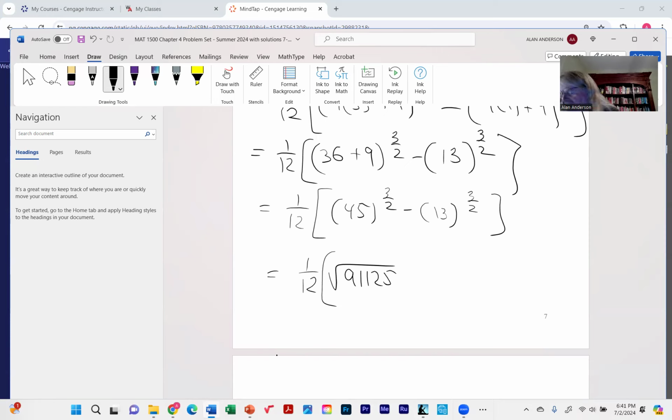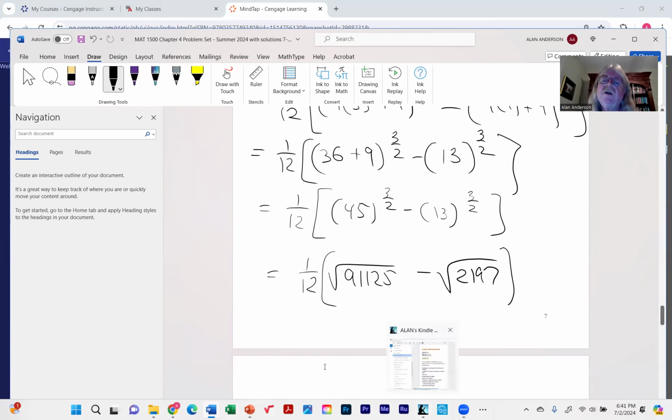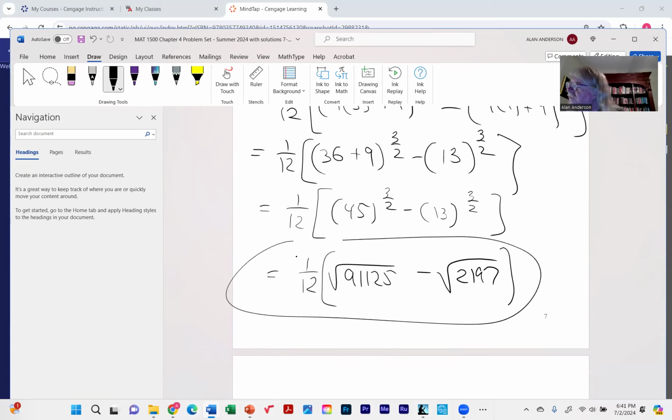Same thing over here with the 13. You're cubing it to get 2197, and then you're taking the square root of that result. Neither one of these is a perfect square. We're not going to get integers. So as messy as this thing looks, this is where we're going to stop. Okay, this is good enough. We can't really simplify it any further.